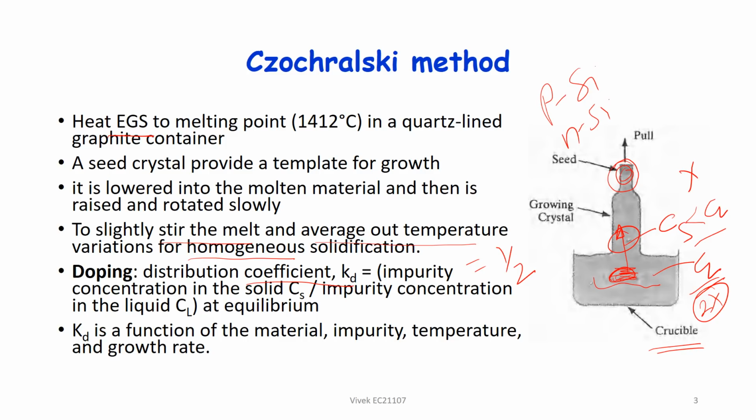And again, this distribution coefficient depends on the material, the type of material, the impurity, temperature, growth rate. So all these are factors in determining the distribution coefficient. But once you know the distribution coefficient, you can find out how much impurity we should mix in the liquid to get a desired doping for the single crystal silicon.